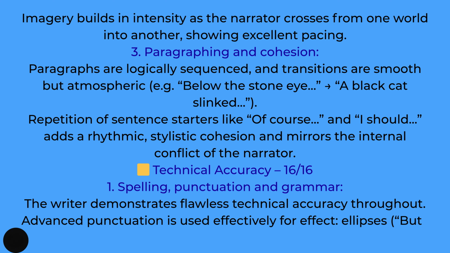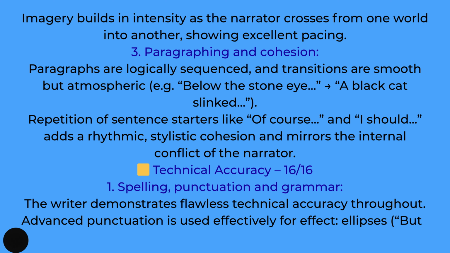Next is paragraphing and cohesion. So the paragraphs are logically sequenced and the transitions are smooth but atmospheric, e.g. below the stone eye, a black cat slinked. We've got repetition of sentence starters like "of course" and "I should." This adds a rhythmic, stylistic cohesion and mirrors the internal conflict of the narrator.